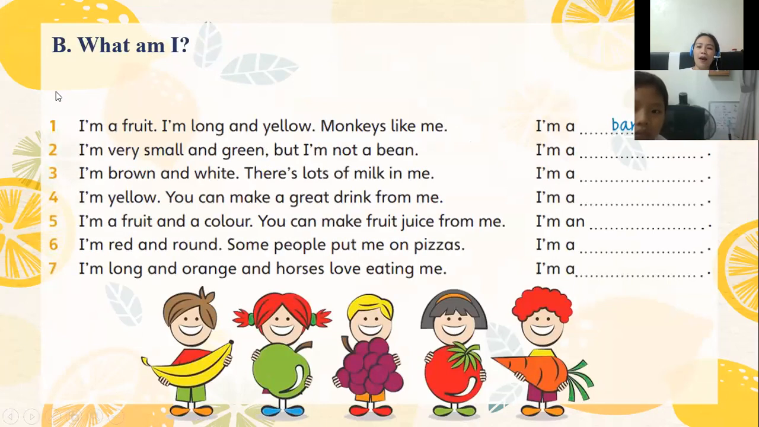Okay. What am I? I am a fruit. I am long and yellow. Monkeys like me. It's banana. Okay, write number two, baby.